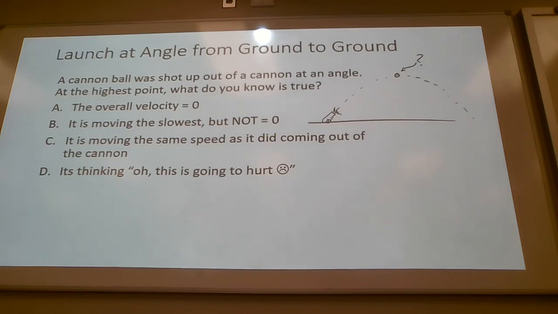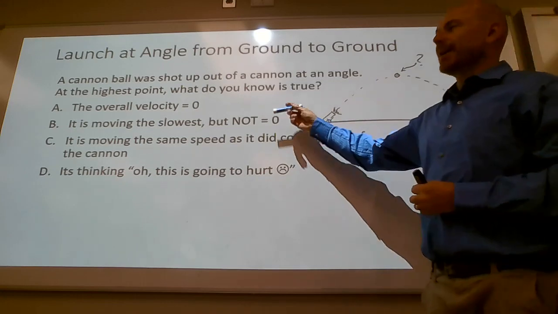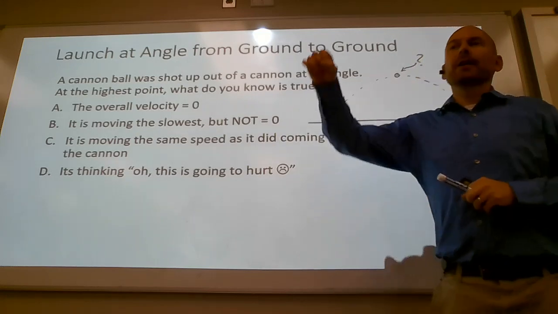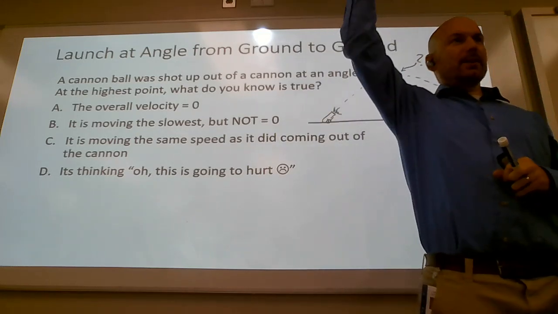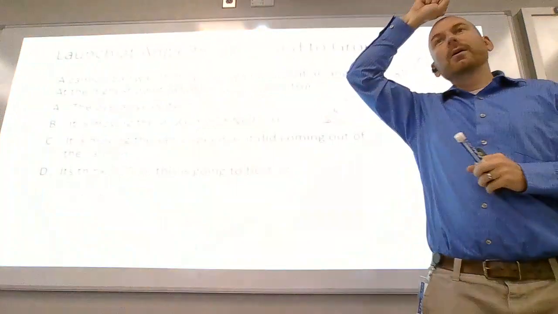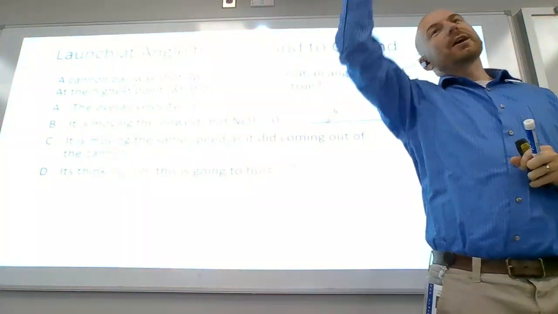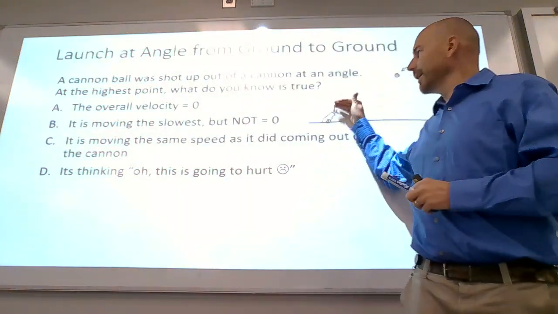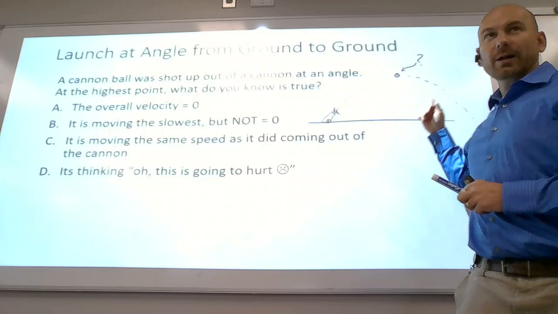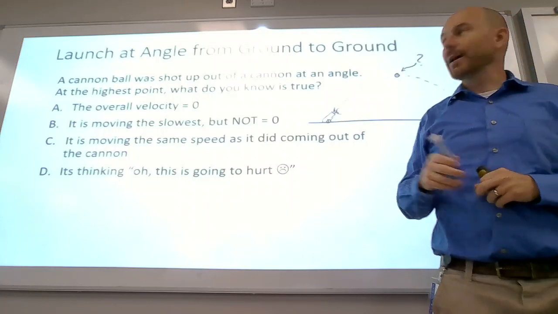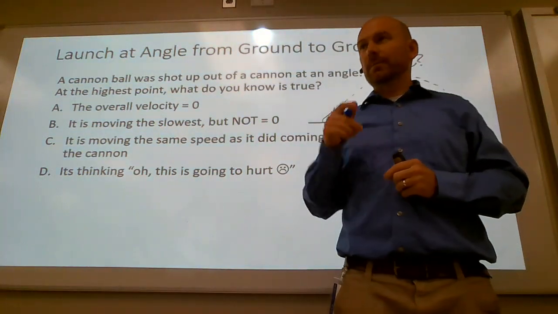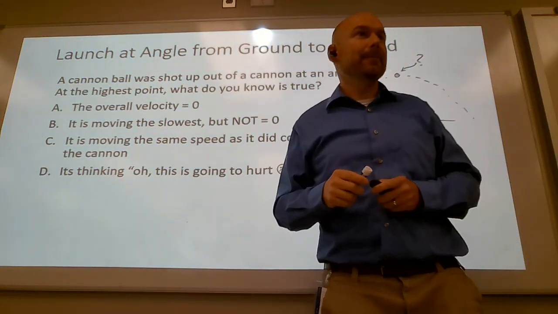Correct answer is B. Okay. So vertically, how fast is it going at the highest point? 0. What is it doing horizontally? It's maintaining whatever speed it had right here horizontally, whole entire time. Okay. So when I say overall, what I'm talking about is both horizontal and vertical. Okay. Good with that.